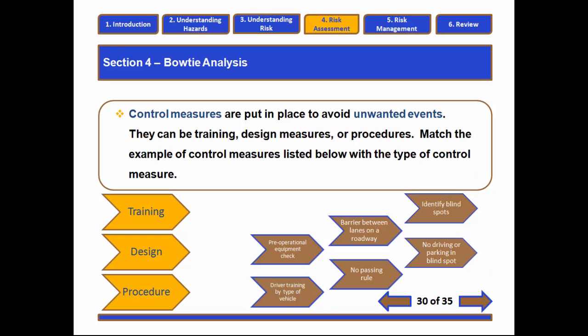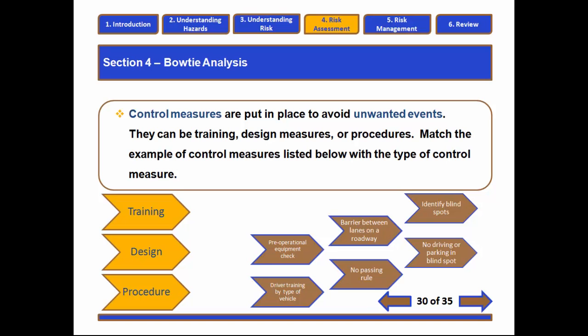Well, we've got some examples here of different types of control measures and some different categories that they go into. Take a minute and look and sort the brown arrows in your mind into the yellow categories. I'll give you a moment. Feel free to pause the video.